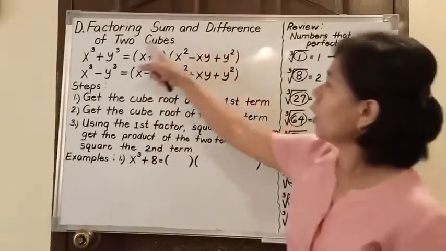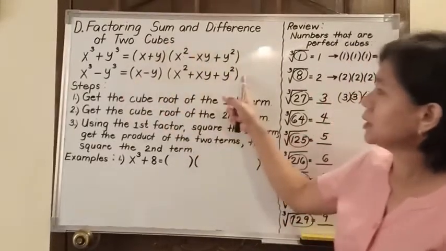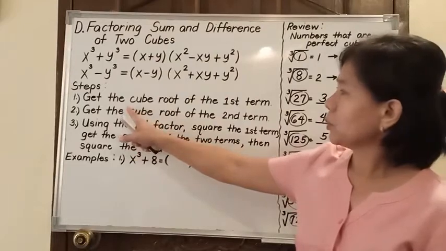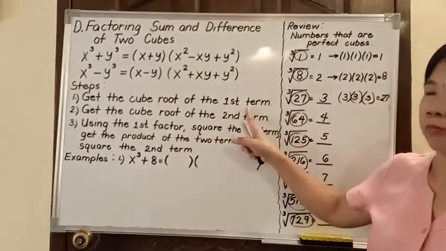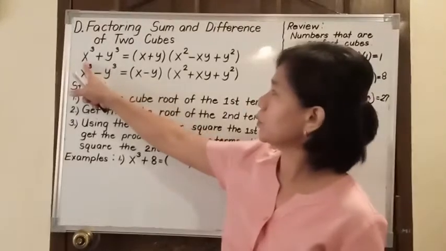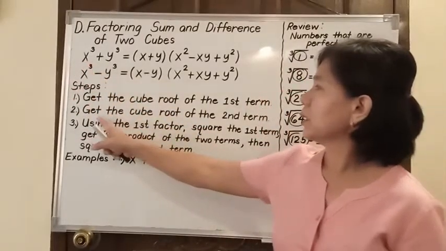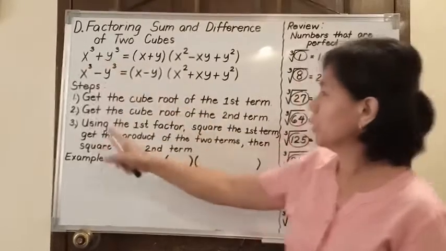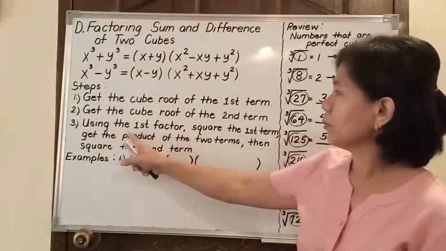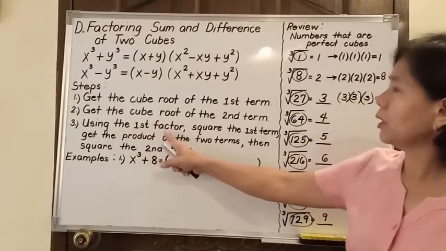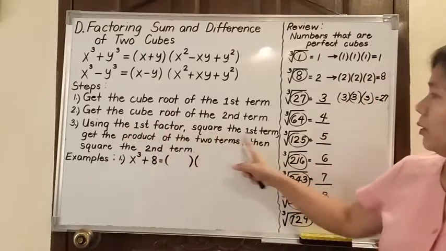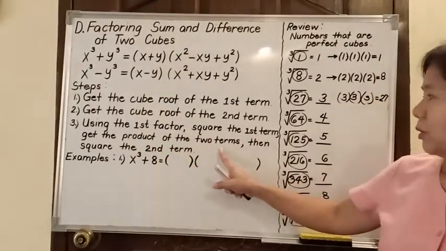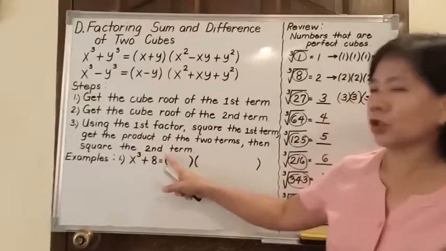Now, how are we going to solve for these factors? There are 3 steps. The first step is to get the cube root of the first term. Our first term is x cubed. Next, get the cube root of the second term. The second term is y cubed. Then for the third step, using the first factor or the binomial factor, square the first term, get the product of the two terms, and then square the second term.